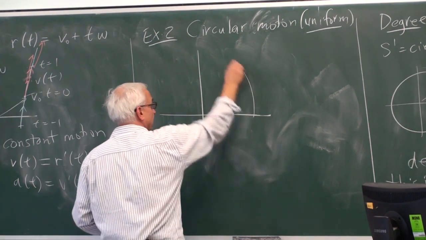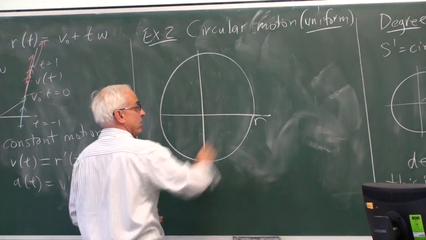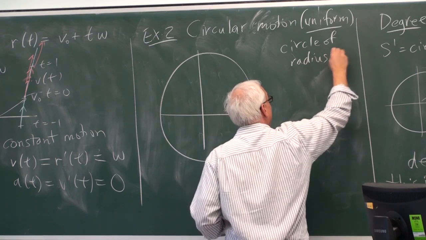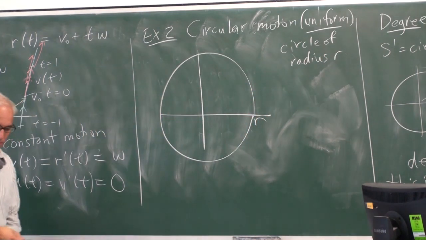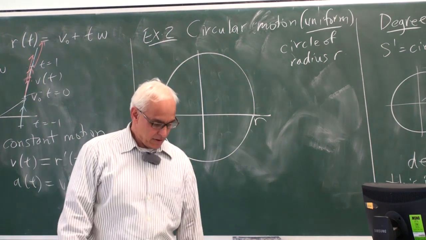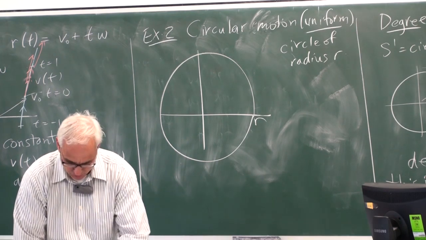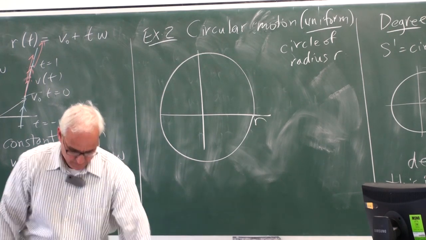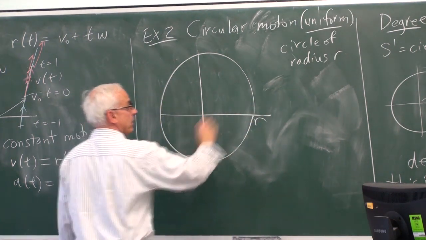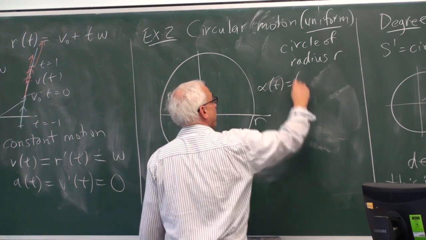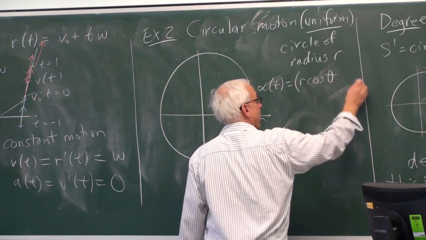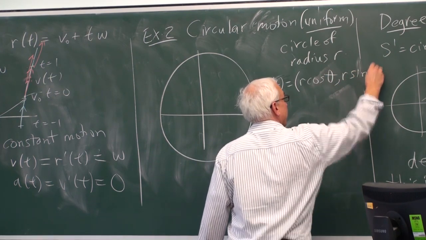So we'll have a circle of radius r, and we can parameterize this circle in a number of ways, but conveniently for us, if we want uniform motion, we might parameterize it like this. I'll say alpha of t equals, so it's radius r, so I'll use r cos theta, comma r sine theta.